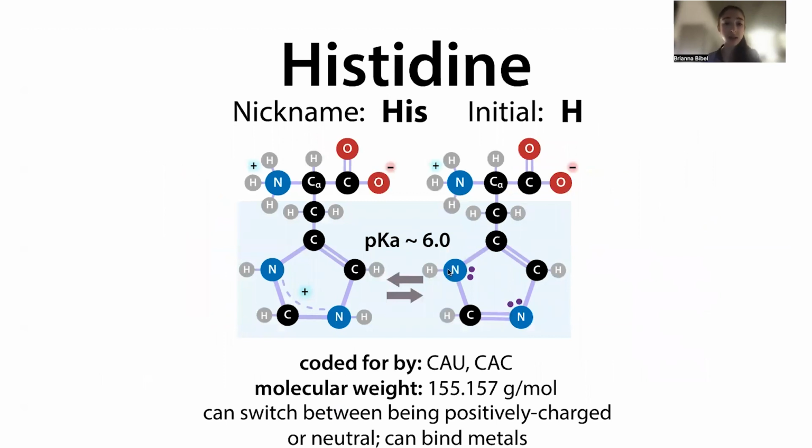Now, histidine's pKa is actually below the bodily pH, the physiological pH. So it's predominantly going to be in its neutral form. However, you're also going to get significant amounts of it in the protonated form. And importantly, it can go back and forth between these two. This allows it to play key roles in enzyme active sites, where it can give and take protons in order to help catalyze or speed up reactions.